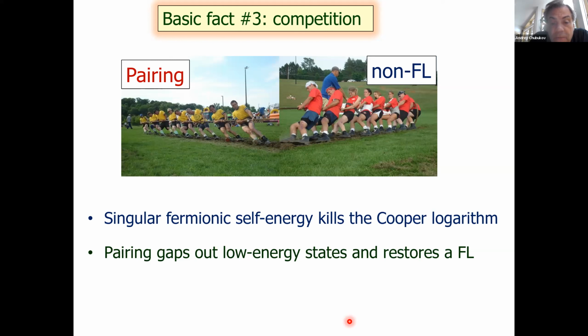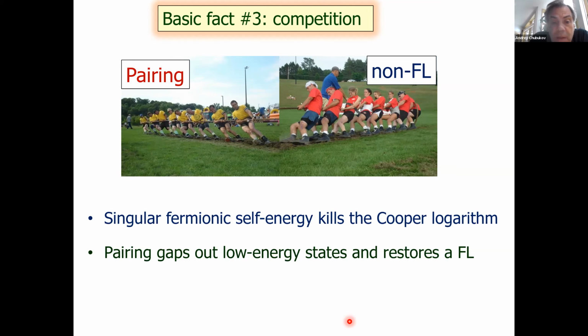If you have singular fermionic self-energy, we'll see it in a few minutes, then you kill the Cooper logarithm. The Cooper logarithm is the property of sharp fermions. If you have incoherent fermions, there is no Cooper logarithm, which means that the tendency towards pairing is reduced.